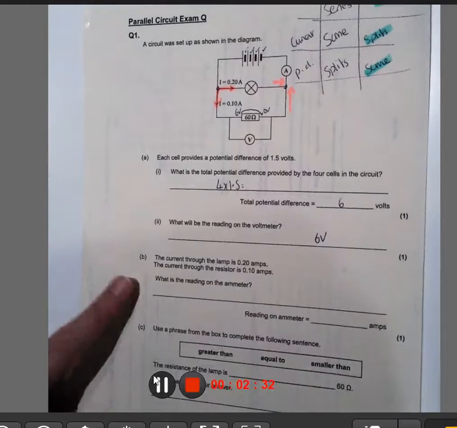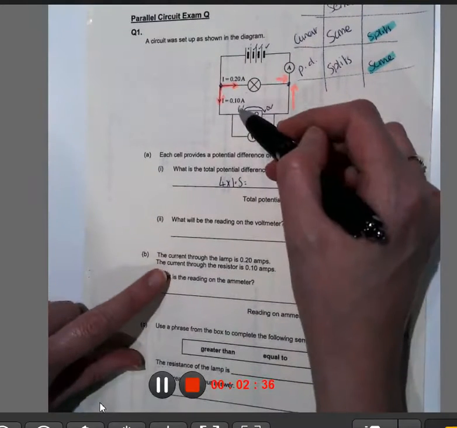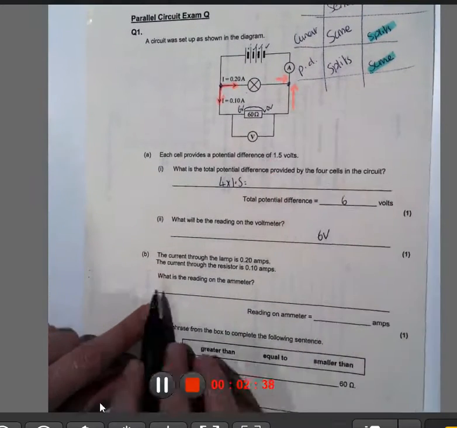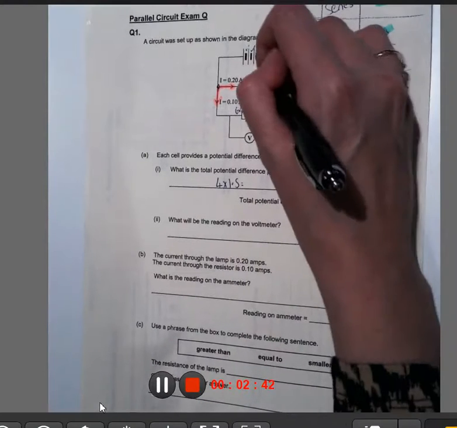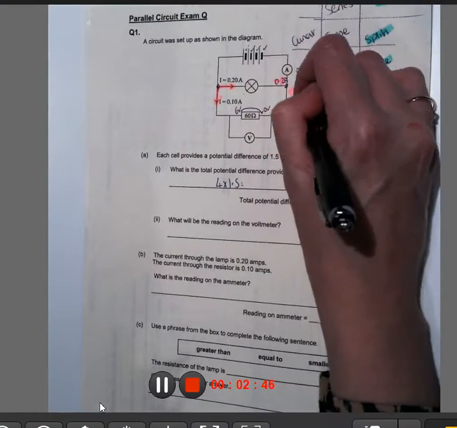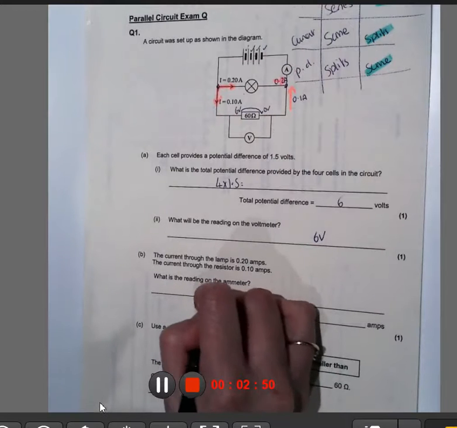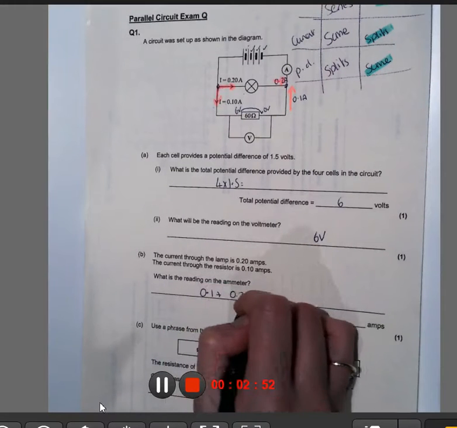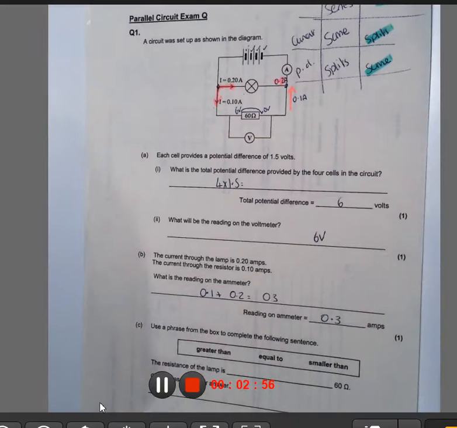Next, the current through the lamp is 0.2 amps. The current through the resistor is 0.1 amps. What is the reading on the ammeter? Well, the ammeter is here. So we've got 0.2 amps coming into this junction and 0.1 amps coming into there. So the reading on the ammeter is when they've added together. So our answer is 0.3 amps.